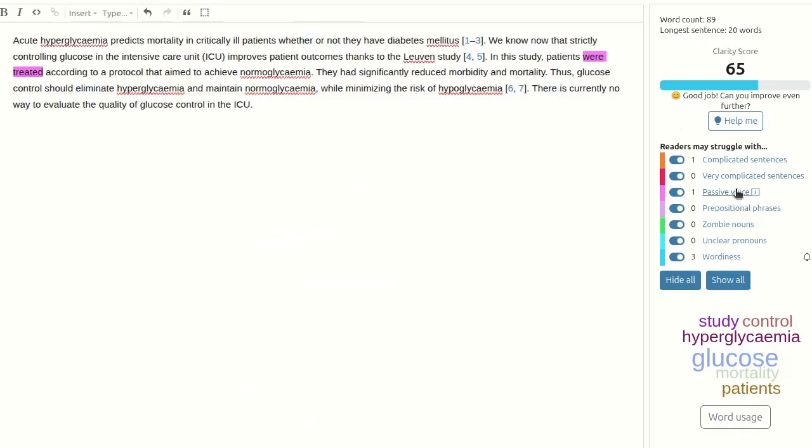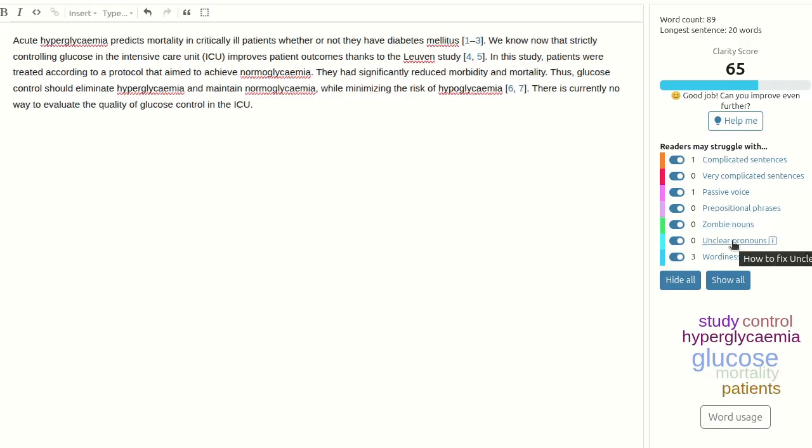Now, if we go back here, we have one passive voice left. That's fine. This passive voice allows me to put the patients in the topic position. That's helpful because then I have humans, the main players in the research, in the topic position. I don't have any long lists of prepositional phrases anymore, so that's great. I removed the wordiness and the list of nouns. I got rid of all my zombie nouns. Usually you won't get rid of all your zombie nouns because some zombie nouns can be helpful.